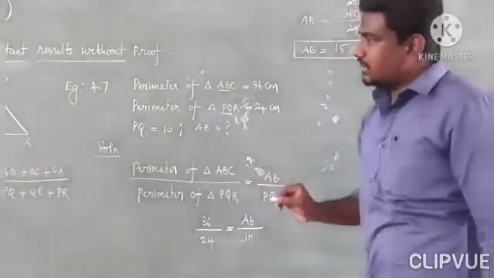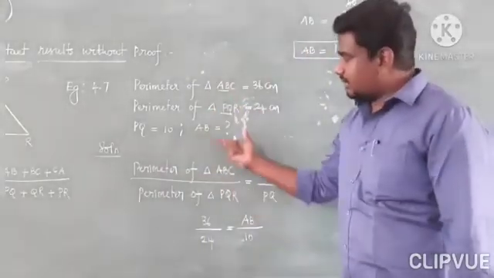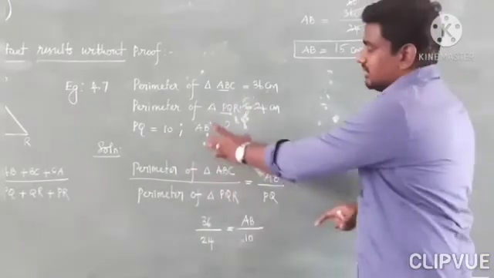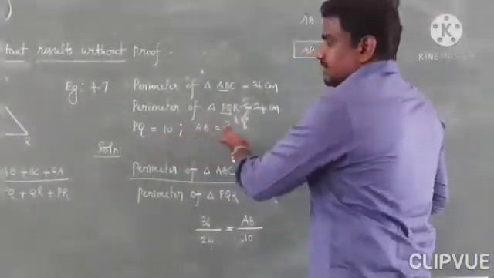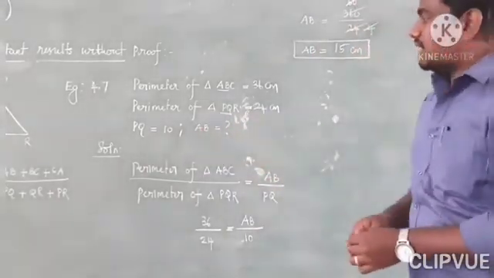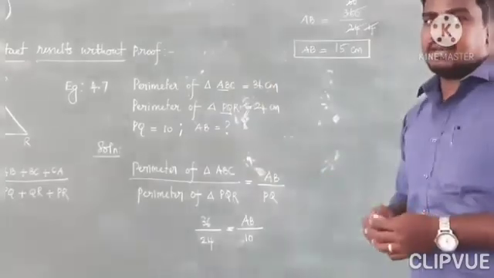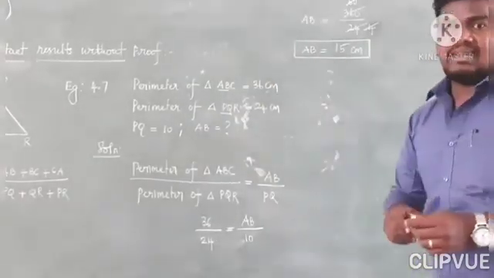I hope you understand. If you know this result, you can solve problems like these. So here the perimeters of two triangles are given. One of the sides is also given. They asked to find another side. If they have given any two corresponding sides, then one of the perimeters is given, they can ask to find the other triangle's perimeter. Like that also we can ask. So the result: AB is equal to 15 centimeter.